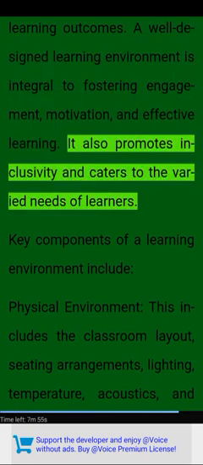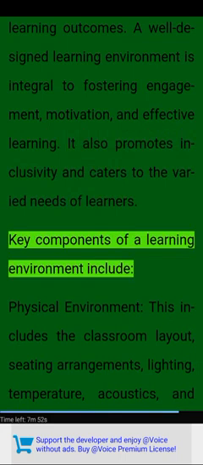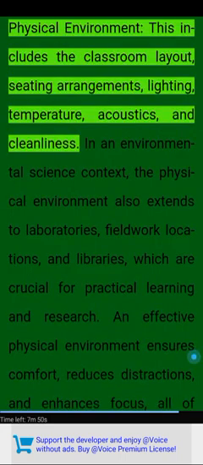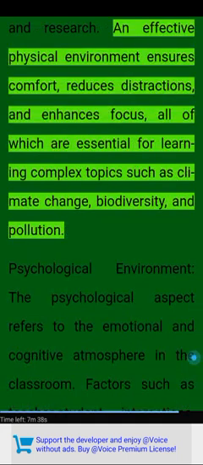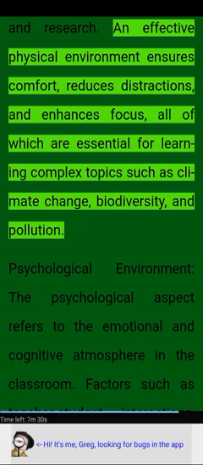It also promotes inclusivity and caters to the varied needs of learners. Key components of a learning environment include physical environment. This includes the classroom layout, seating arrangements, lighting, temperature, acoustics, and cleanliness. In an environmental science context, the physical environment also extends to laboratories, fieldwork locations, and libraries, which are crucial for practical learning and research. An effective physical environment ensures comfort, reduces distractions, and enhances focus, all of which are essential for learning complex topics such as climate change, biodiversity, and pollution.